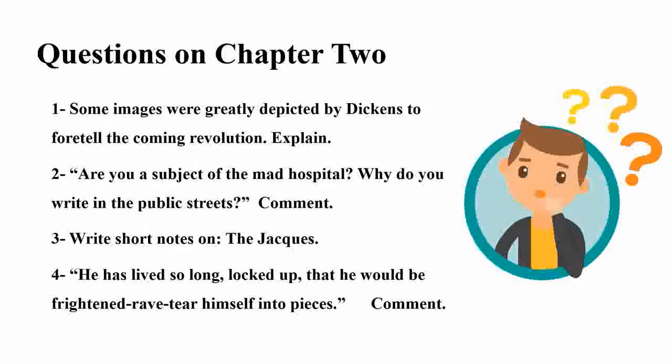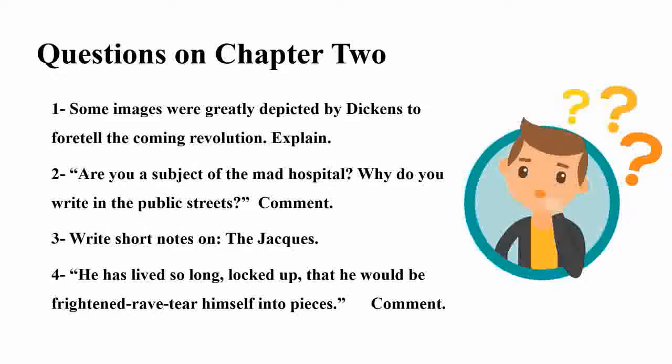Now, let's move to the questions on chapter 2, the wine shop. Question number 1. Some images were greatly depicted by Dickens to foretell the coming revolution. Explain. You know, of course, my dear students, the 3 images we talked about. When you talk about those images, how many? Right, there are 3 images.